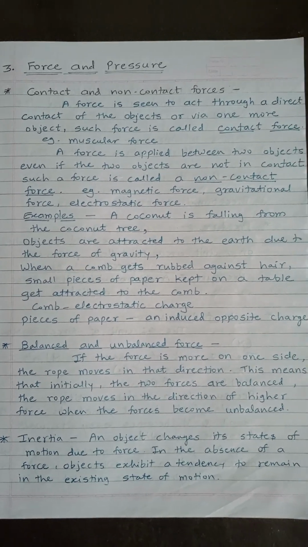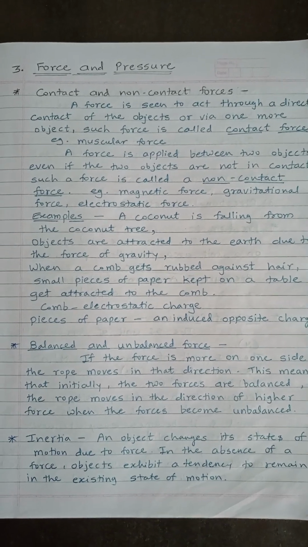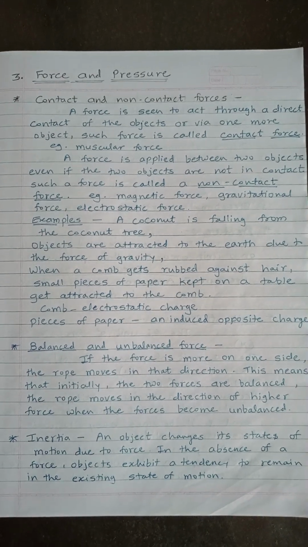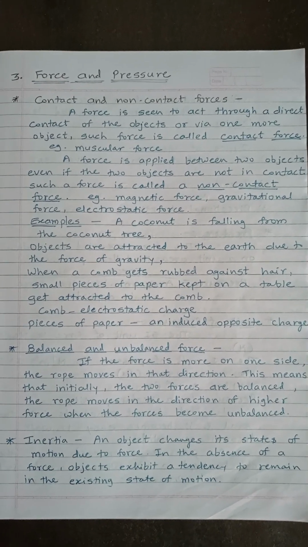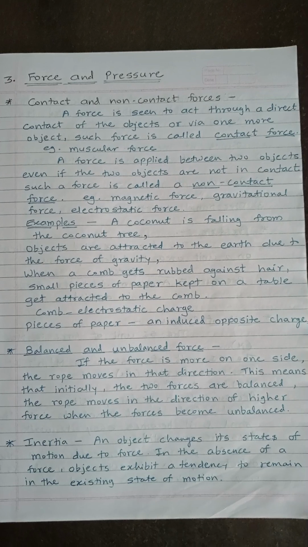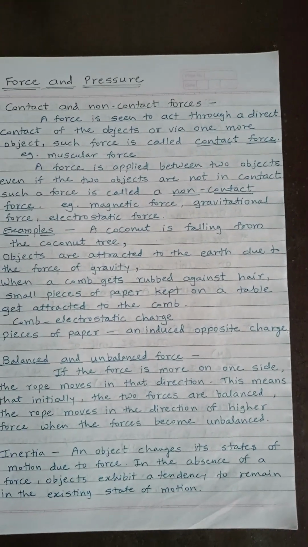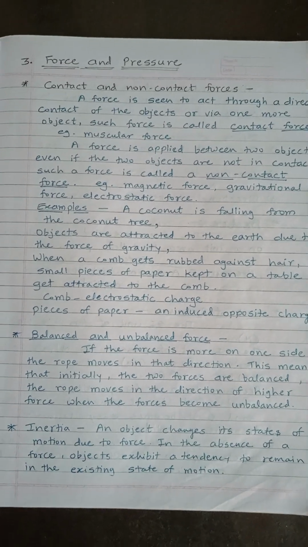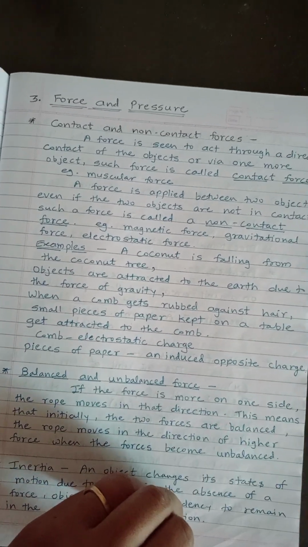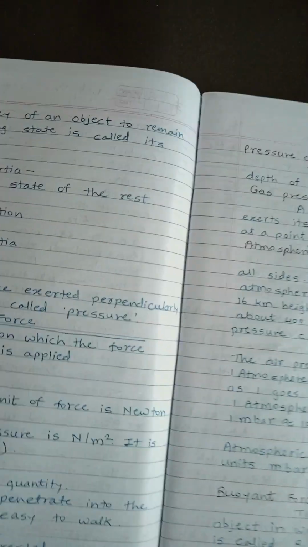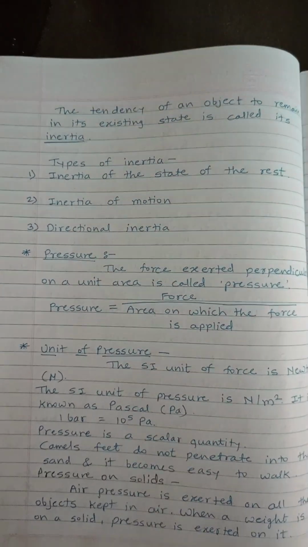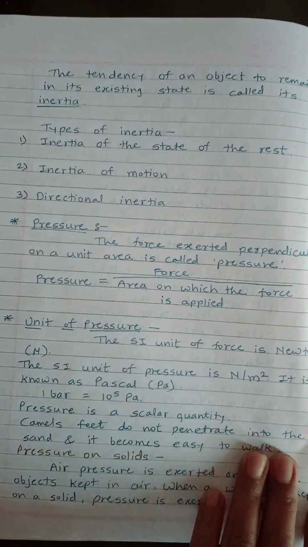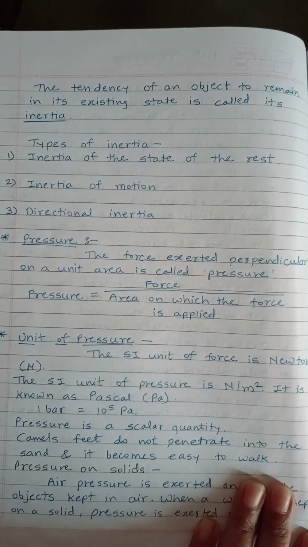Now we can see the next point, inertia. An object changes its state of motion due to force. In the absence of a force, objects exhibit a tendency to remain in the existing state of motion. The tendency of an object to remain in its existing state is called its inertia.